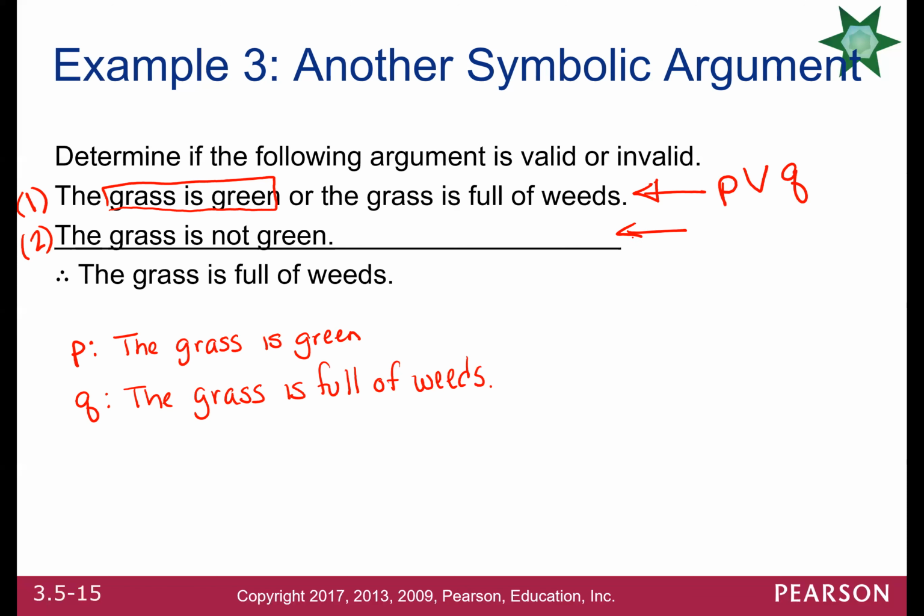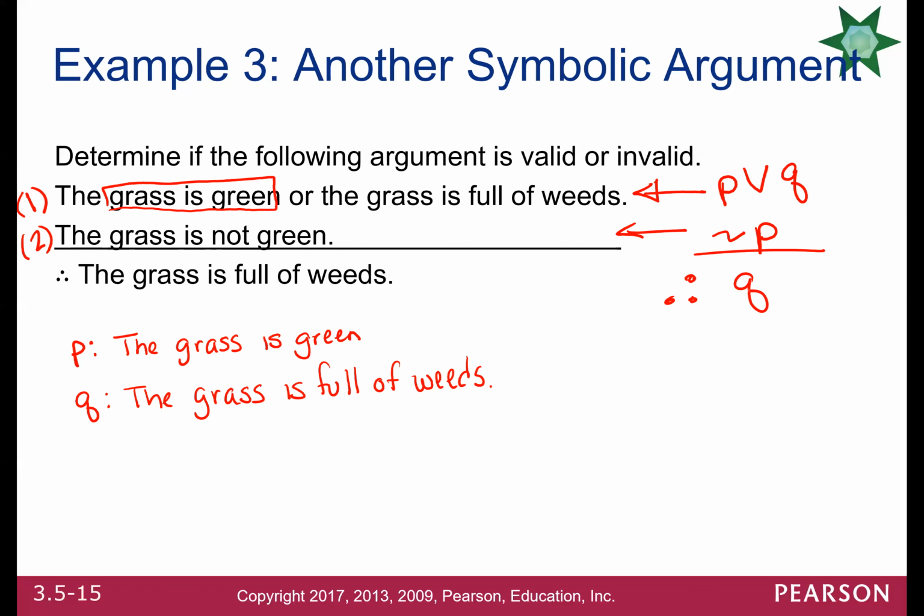My second premise is the negation of the statement, the grass is green. So the grass is green is statement P. So the second premise is the negation of P. So it's not P. And my conclusion is the grass is full of weeds. So my conclusion is Q.